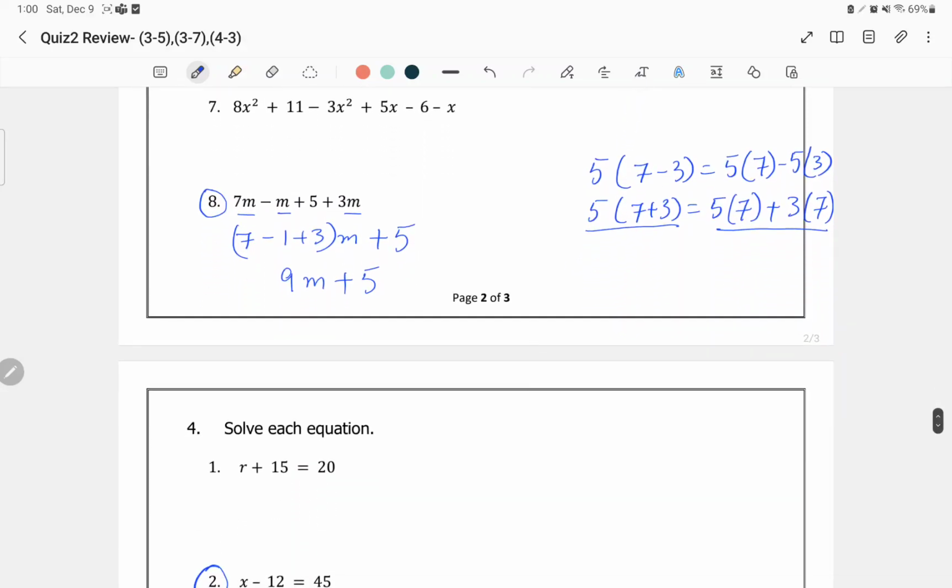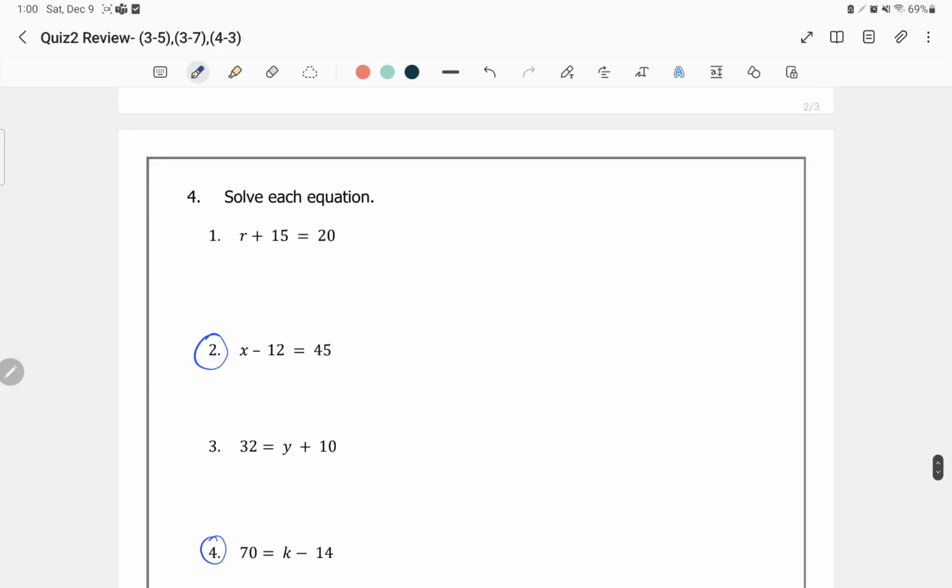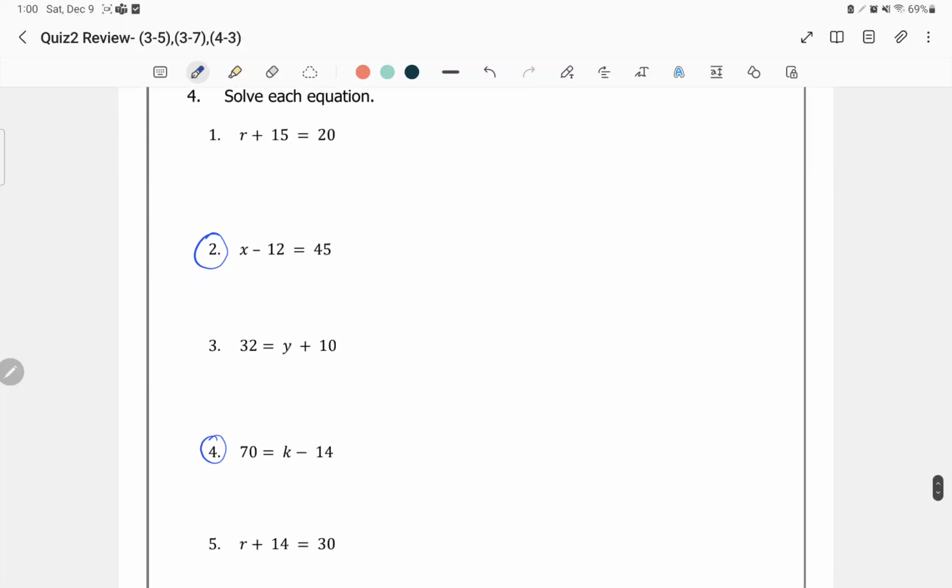So we are done with the second page. Let's go to the third page. Now here they have asked us to solve each equation, which means they have given you an equation. For example, question 2, they have given us x minus 12 is 45, and they want us to find the value of x.